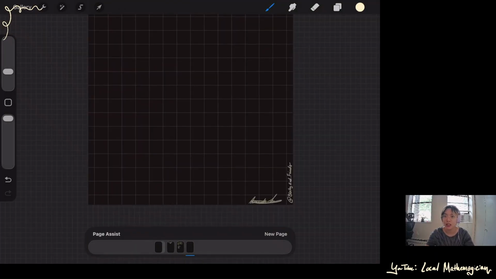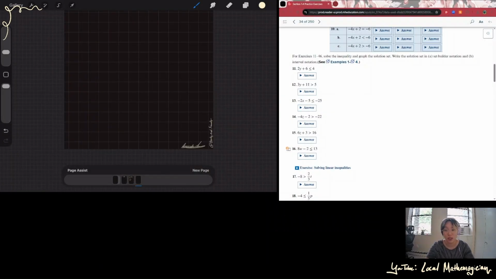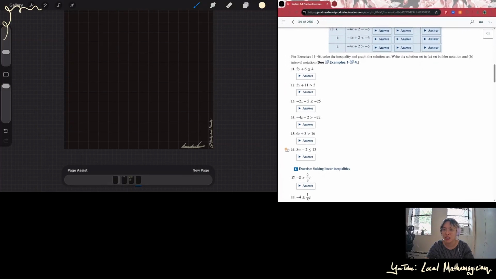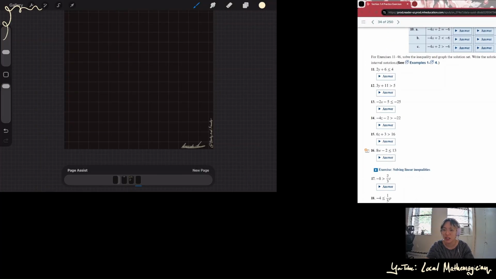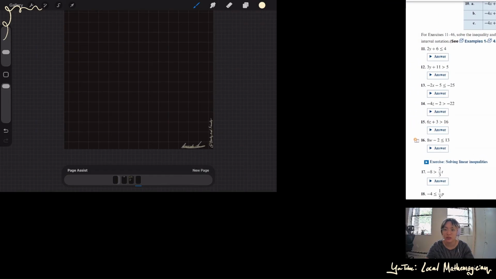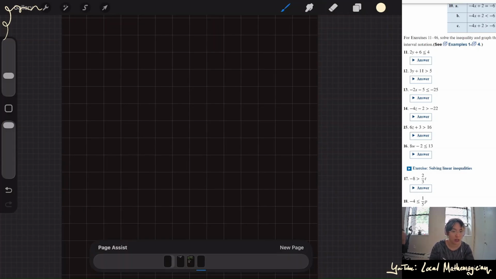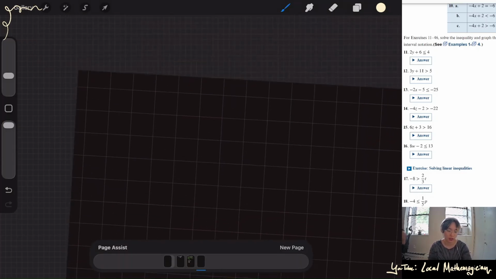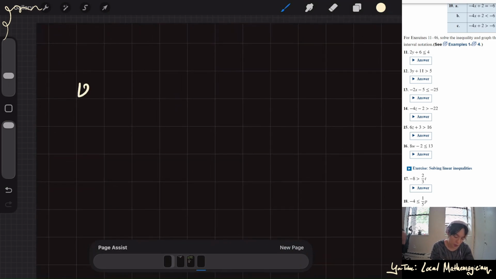In fact, I'm gonna do an example from the textbook. Woo! So that's our example over here. It's unnecessarily large, I think. There we go. So let's take a look at question number 12. For number 12, they want us to not only solve the inequality and graph the solution, we also want it in set builder and interval. Okay, we got this. Easy money.